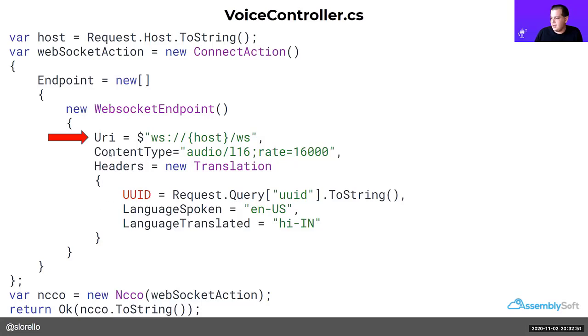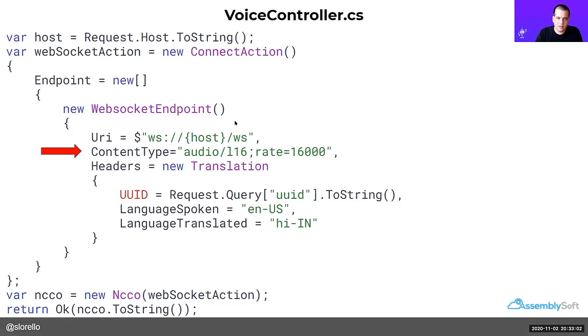And notice how this same route right here, /ws at the end, is the same route that we defined earlier when we were configuring the middleware. The content type is going to define how the audio data is structured. We can choose from either an 8 kilohertz or 16 kilohertz linear PCM. I found that when you're doing translations, 16 kilohertz, the extra granularity does tend to help and work better.